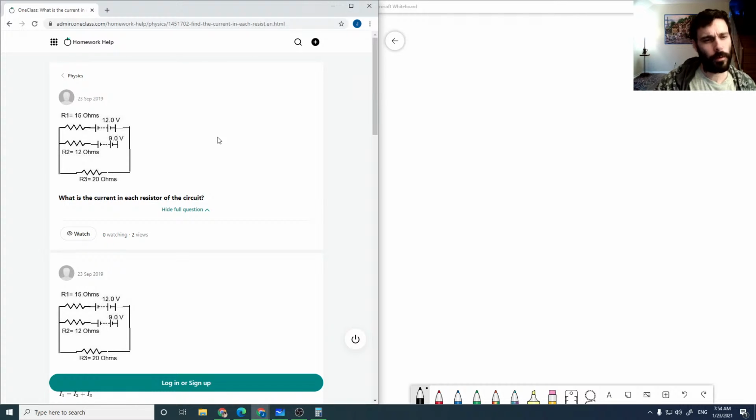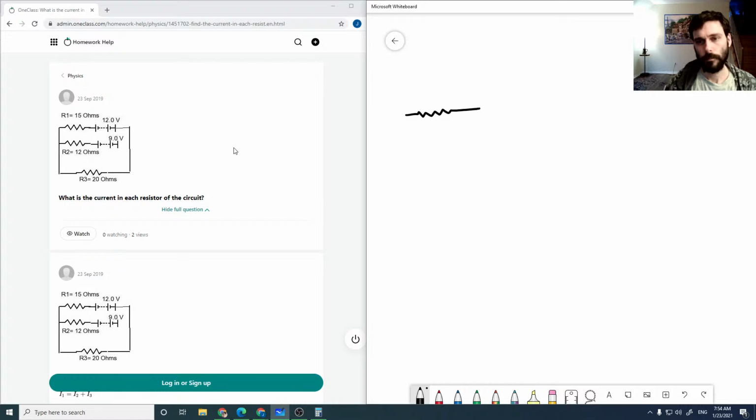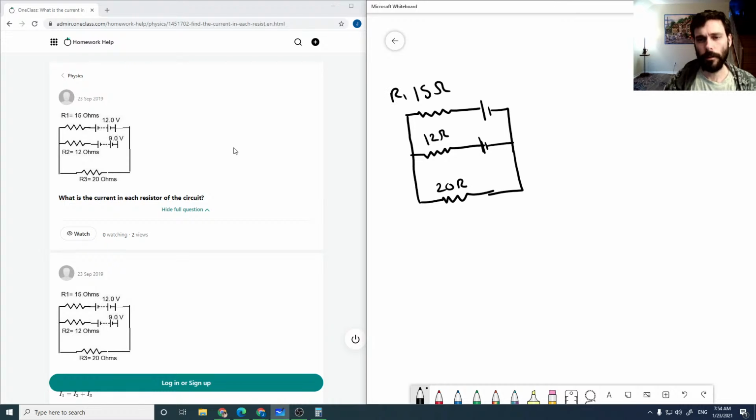Okay, so this is another Kirchhoff loop question, and it's asking what is the current in each resistor. So now I'm just assuming, although it's not really sketched out like here on the question, that they must match up or link up, otherwise I'm not certain how to do it. So there's 15 ohms, 12 ohms, and 20 ohms. And this is R1, R2, and R3.